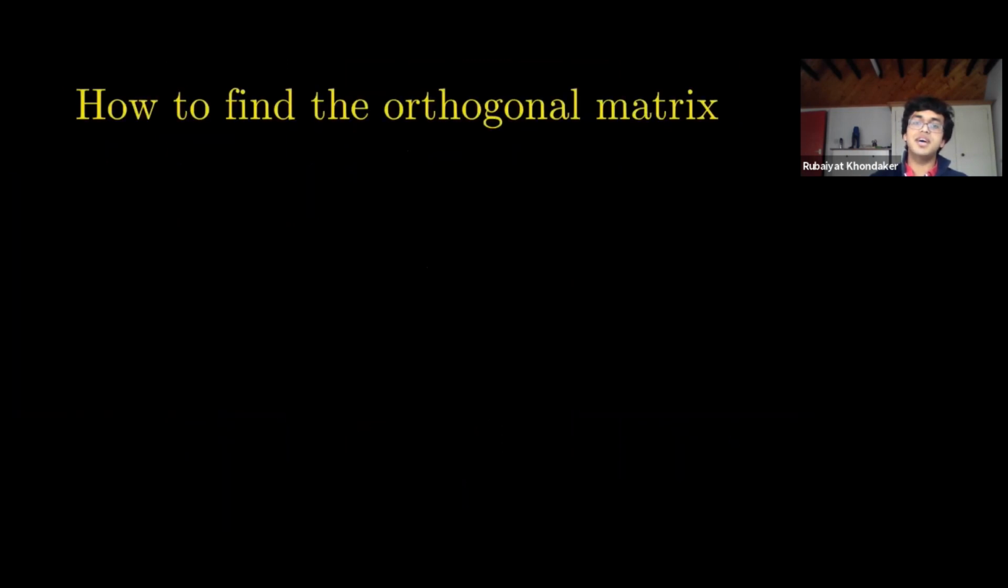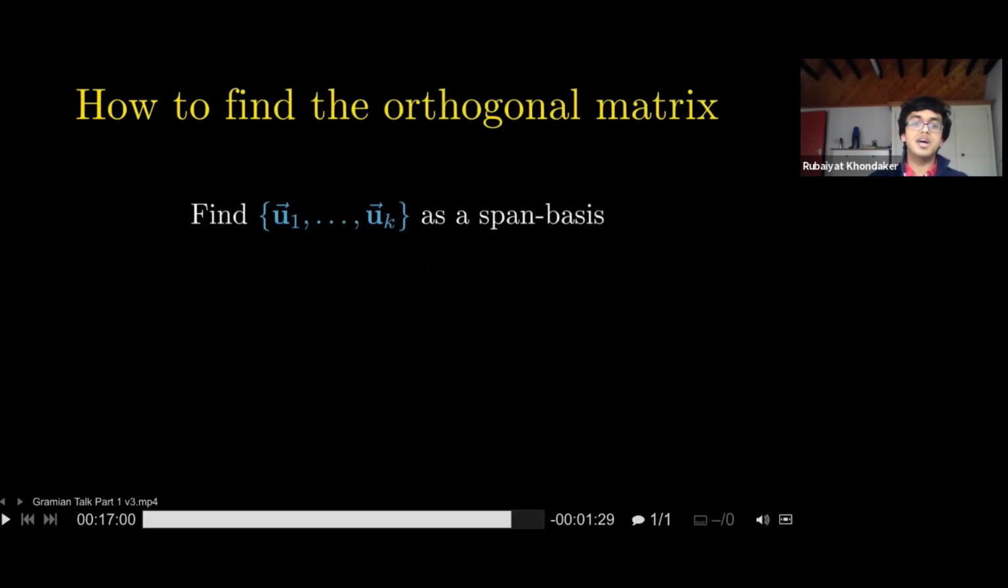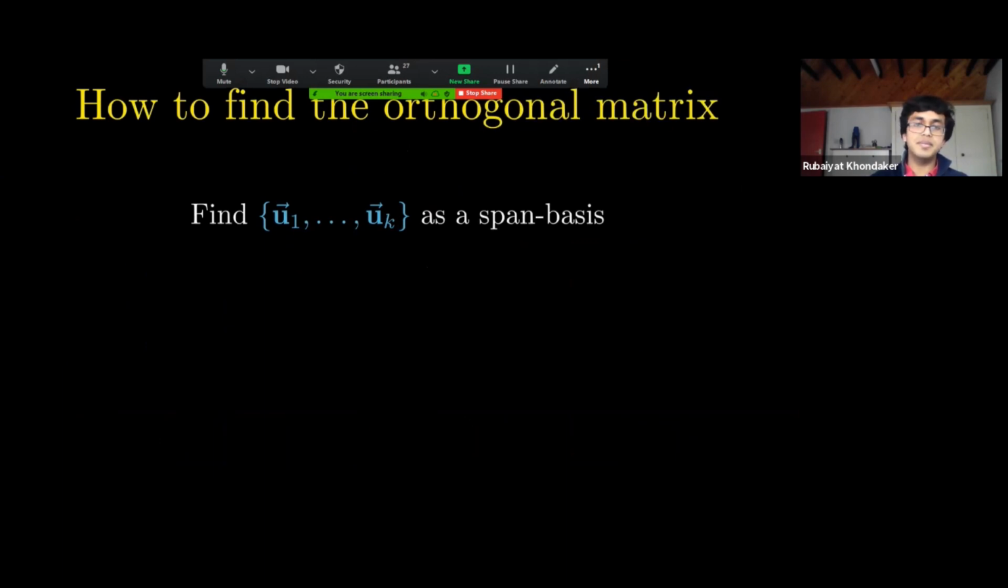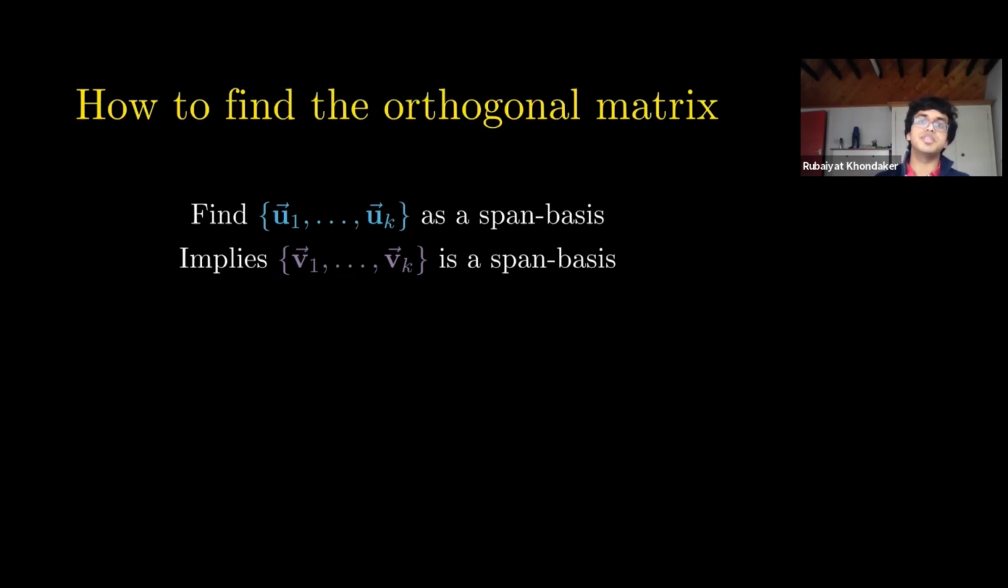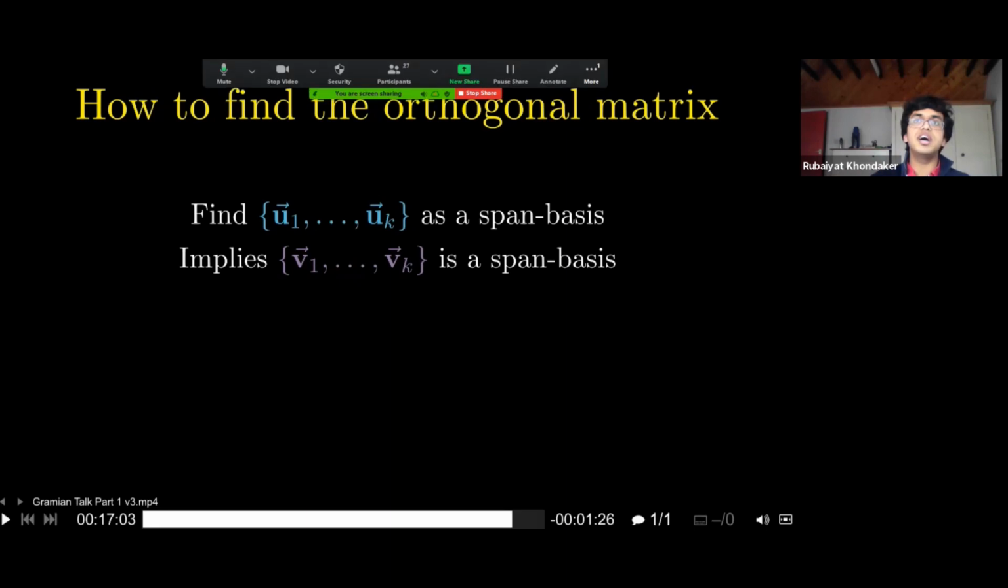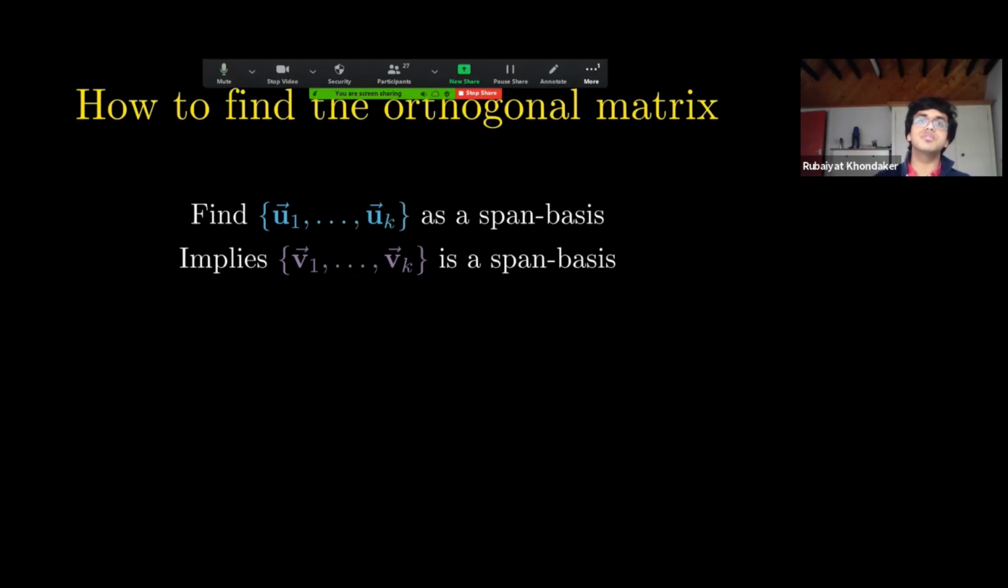So here's how to find that orthogonal matrix. You take u1 up to un, and you find u1 up to uk as a basis for the span. Then it turns out that that implies that v1 up to vk is also a basis. And why is that? Well, if u1 up to uk is linearly independent, that means that their only linear relation is the trivial one, where you set all the coefficients to 0. But because of the corresponding linear relations property, that means that the only linear relation among v1 up to vk is also the trivial one, where you set all the coefficients to 0.